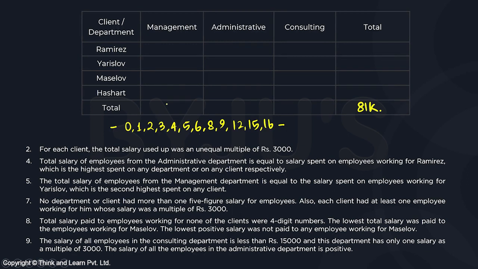Let's read the statements now. The total salary of employees from the admin department is equal to the salary spent on employees working for Ramirez. So if I call this A, this is going to be A. And this is the highest. Now, if we talk about the 5th statement, the total salary of employees from the management department is equal to the salary spent on employees working for Yarislow. So for management, if I take this as M, for Yarislow it's going to be M. And this is the second highest.